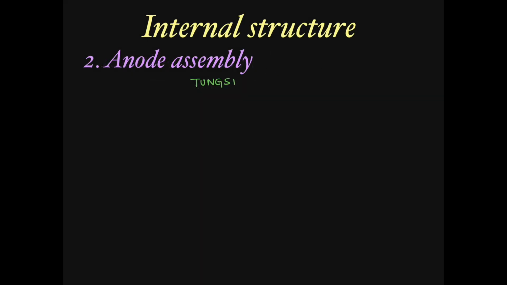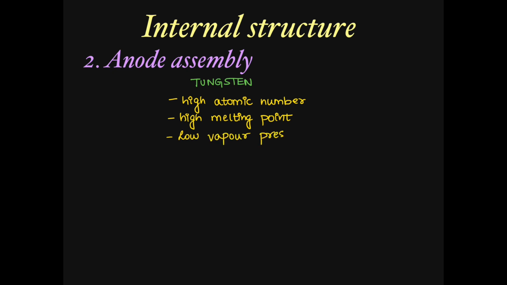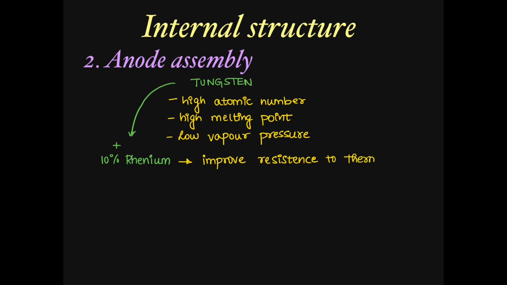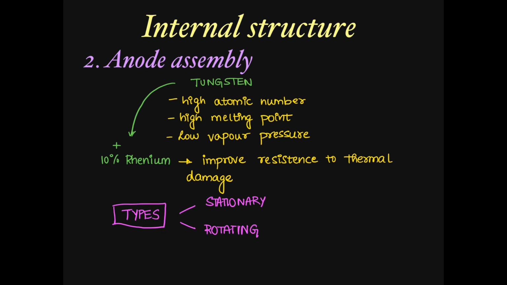We're done with the cathode and now moving on to the anode assembly. The anode is made of tungsten because of its high atomic number, high melting point, and low vapor potential. This can be combined with 10% rhenium, which improves its resistance to thermal damage. There are types of anodes. The stationary anode was used in old tubes and is not used now. Nowadays a rotating anode is used. We'll see them in detail.